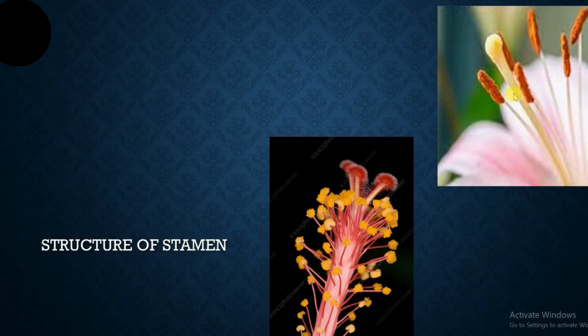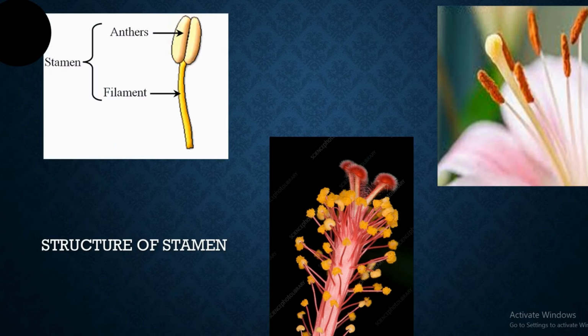If you see, these are the male parts of the flower, that is the stamen. The yellow ones are the pollen grains. The pollen grains are stuck at the top, that is the anther, and the small stalks are called the filaments. So the stamen consists of the anther, which contains the pollen, and the long stalk called the filament.